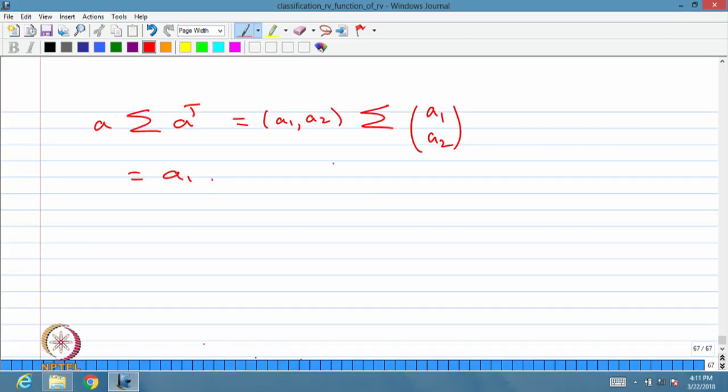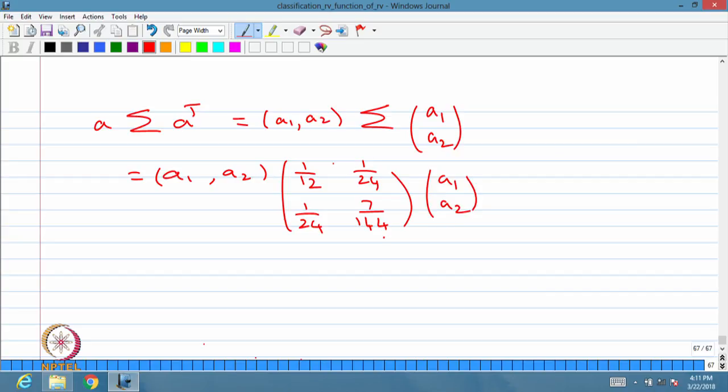Now we are going to verify whether this covariance variance matrix satisfies the condition A covariance variance matrix A transpose is greater than or equal to 0. Let's compute. Here we take A with the two elements A1 comma A2 and the transpose, that is A1 A2. Substitute A1 comma A2 and the matrix value is 1 by 12, 1 by 24, 1 by 24, 7 divided by 144, multiplied by the A1 A2 transpose vector.